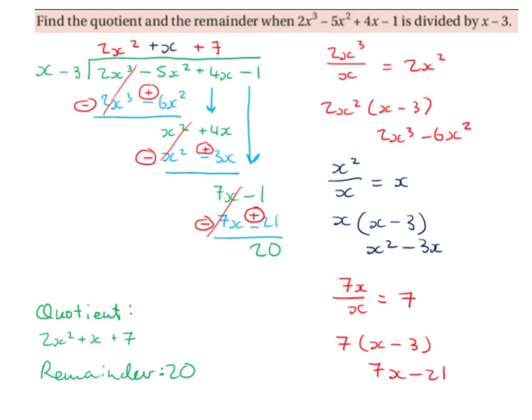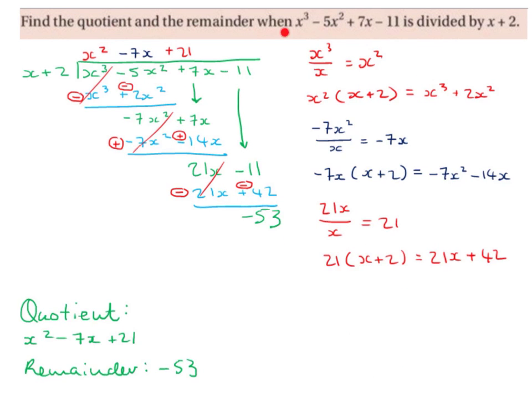I change the signs, cancel out the 7x, minus 1 plus 21 is 20. So my quotient is 2x squared plus x plus 7, and my remainder is 20.